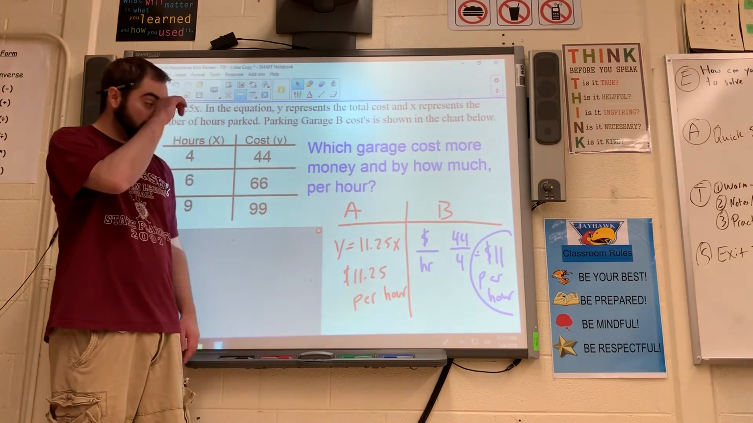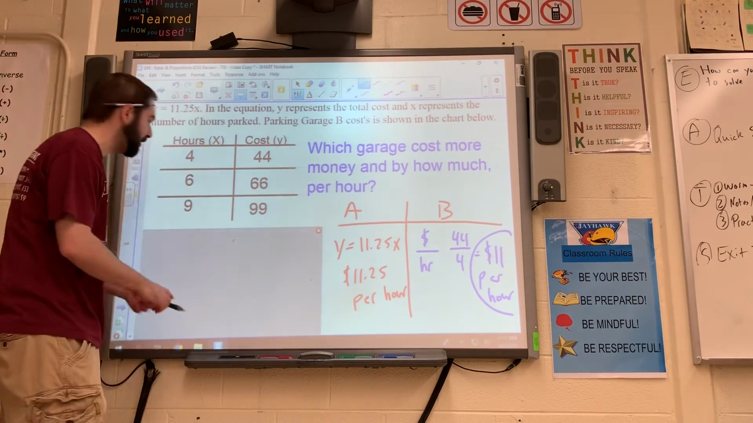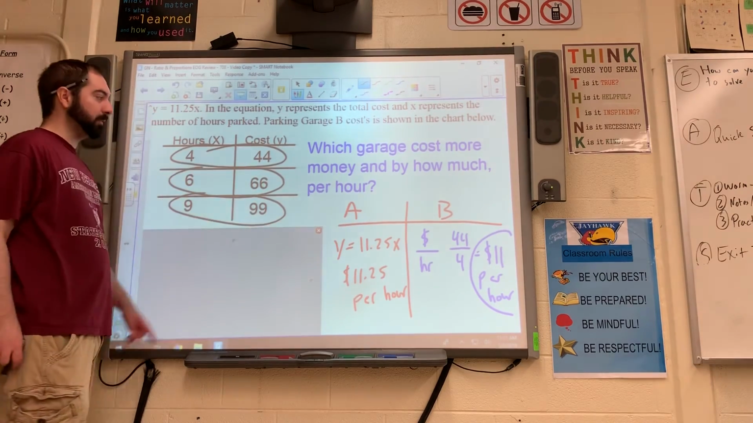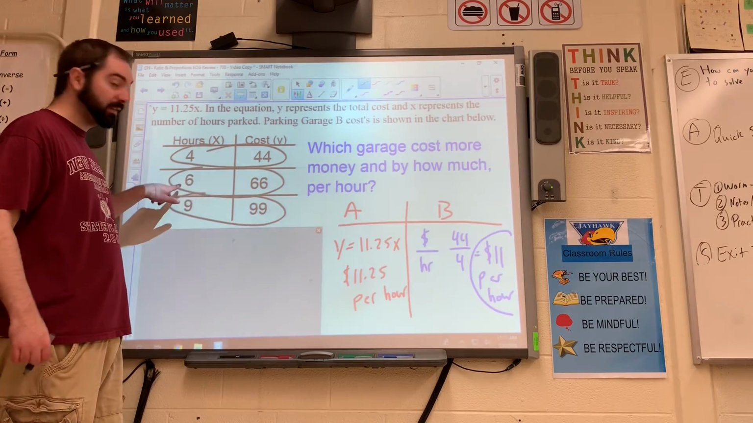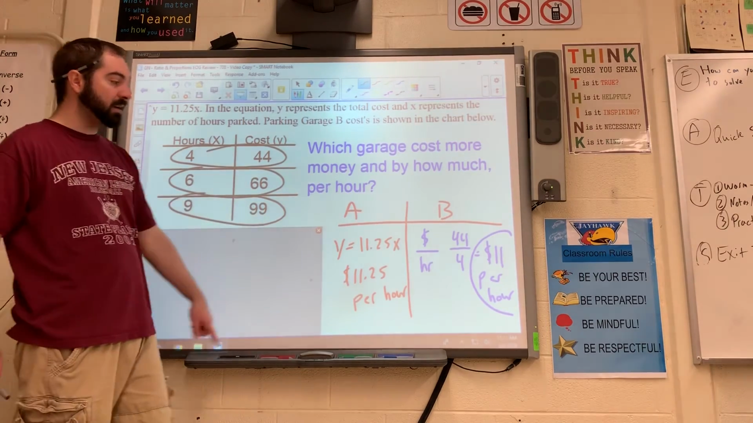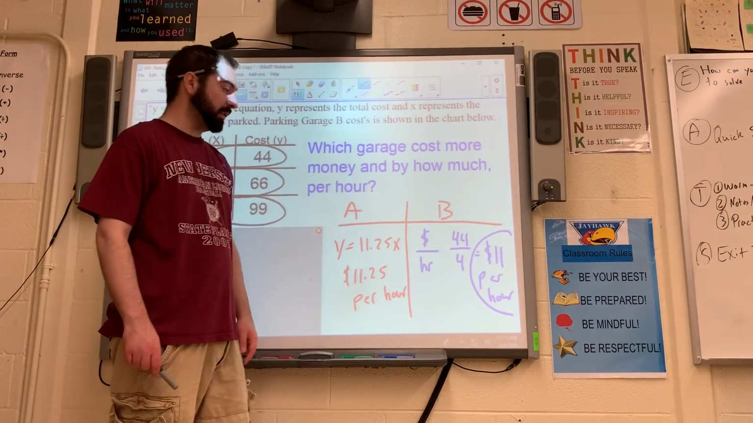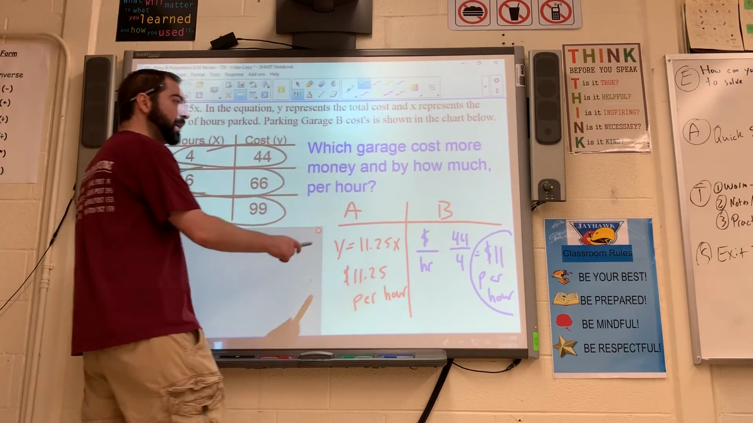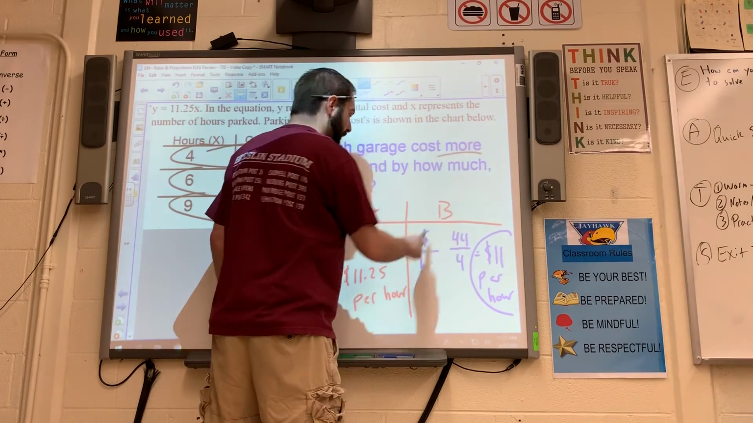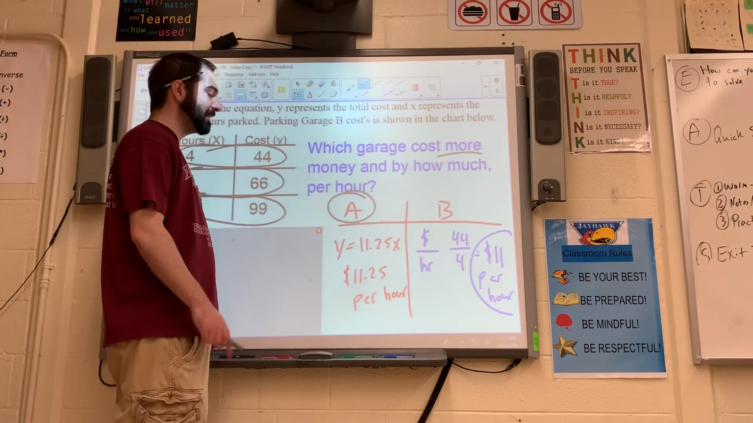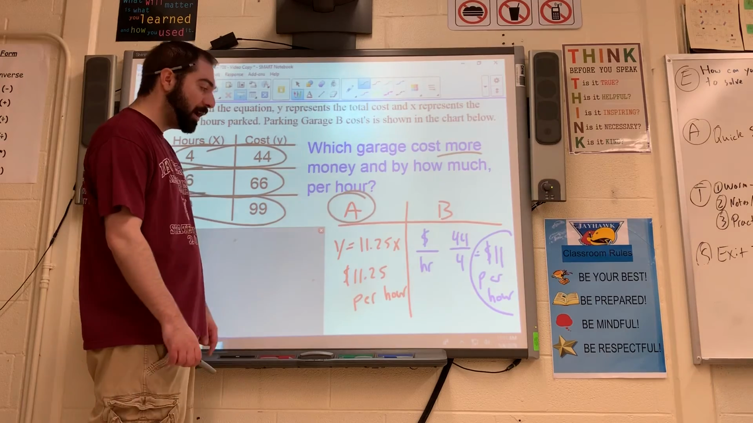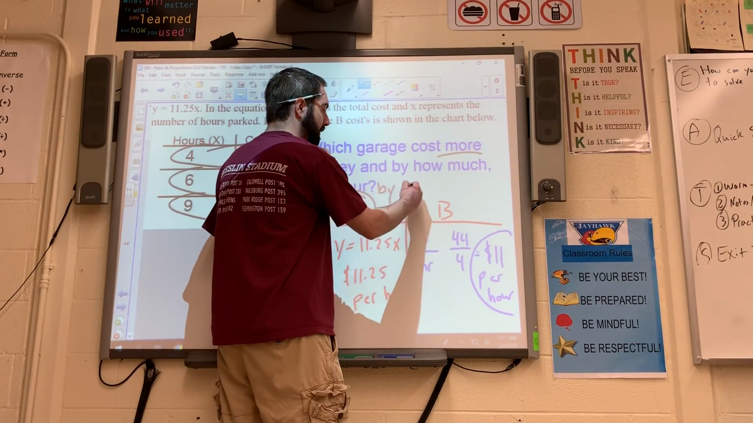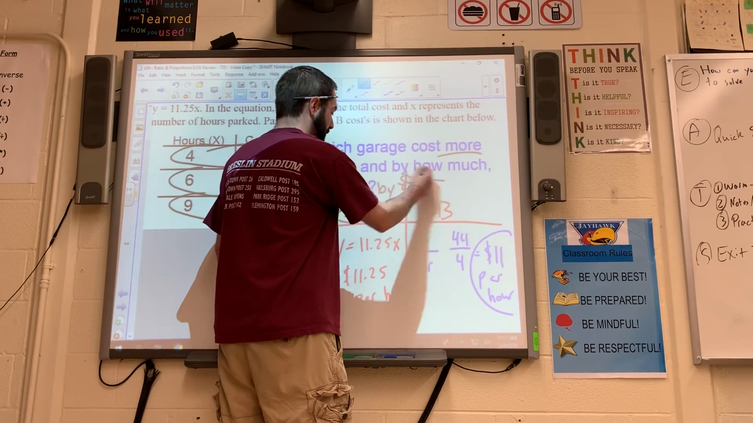$11.25 per hour. Well then, this chart, again, I could have used any line or any row I wanted. They all divide out the same. 44 divided by 4, 66 divided by 6, 99 divided by 9. They all give you $11. Once I know how much each garage is, I look back at the question. Which one is more money? So answer choice A, it's garage A. And how much more? Well, it's 25 cents more. So it'd be A by 25 cents.